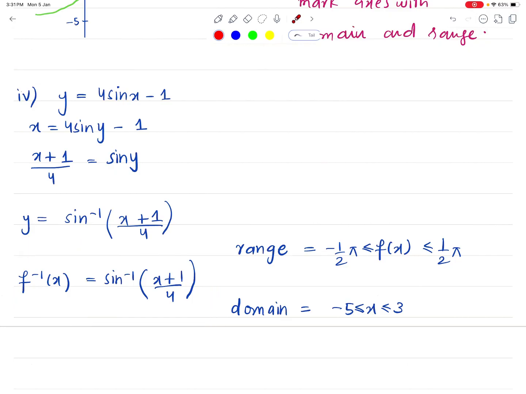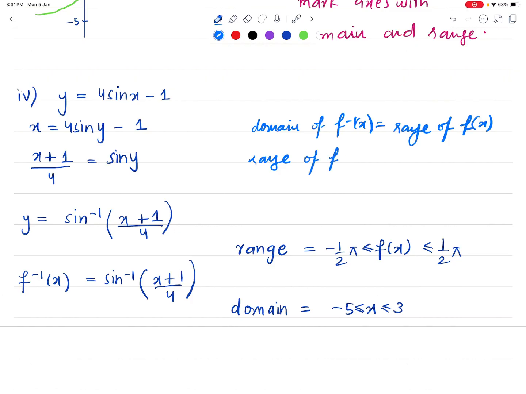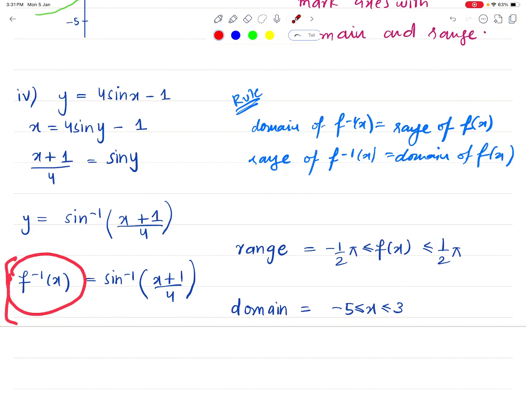You need to remember one thing, that the domain of f inverse is equal to the range of f of x, and vice versa. So the range of f inverse of x is equal to the domain of f of x. This is a rule. You should memorize this if you do not know this already. So I've done a similar thing over here. This is f inverse of x. The range of this is going to be the domain of f of x.